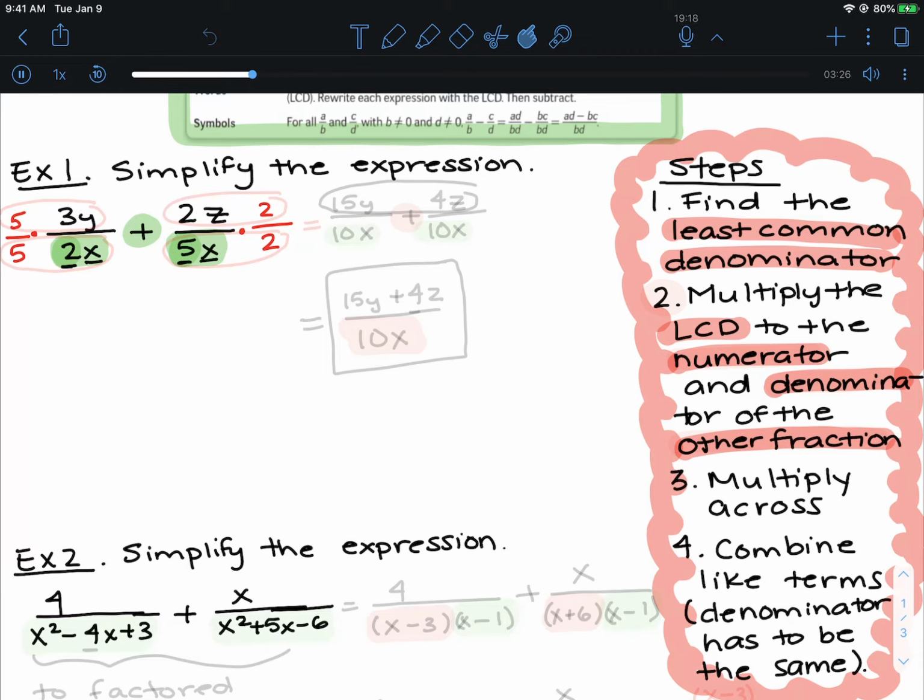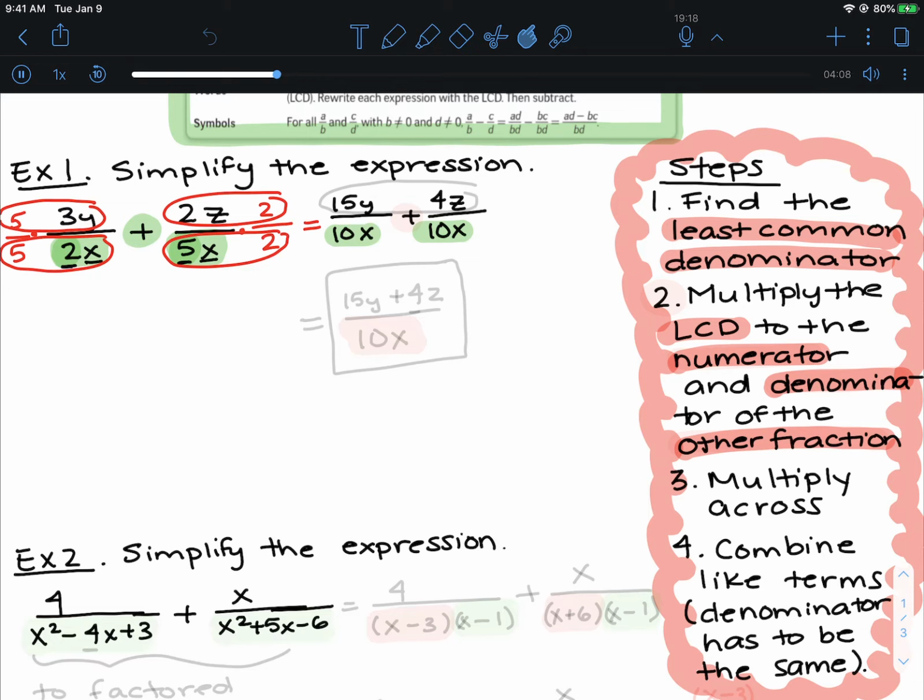Because what I'm going to do is multiply these across like this for both of them. So now I'm going to get 5 times 3 is 15y over 5 times 2, which is 10x. And I'm going to do the same thing to the second fraction: 2z times 2 is going to be 4z divided by 5x times 2, which is going to be 10x. By doing that, I now have the same denominator of 10x plus 10x, meaning that now I can add my numerators.